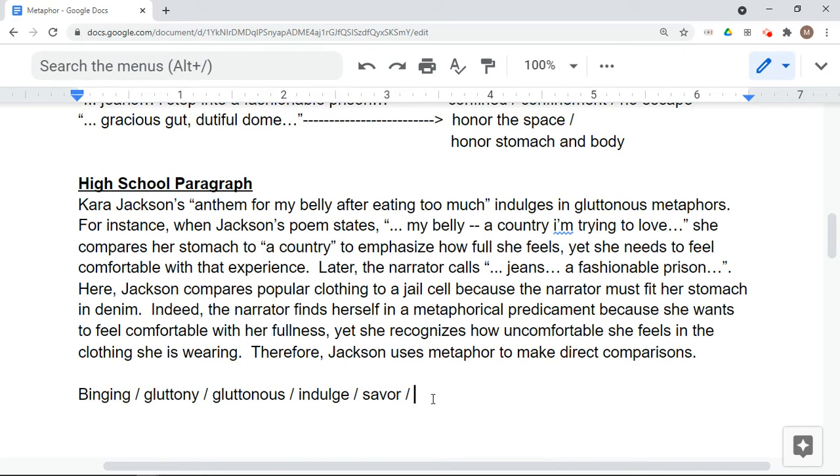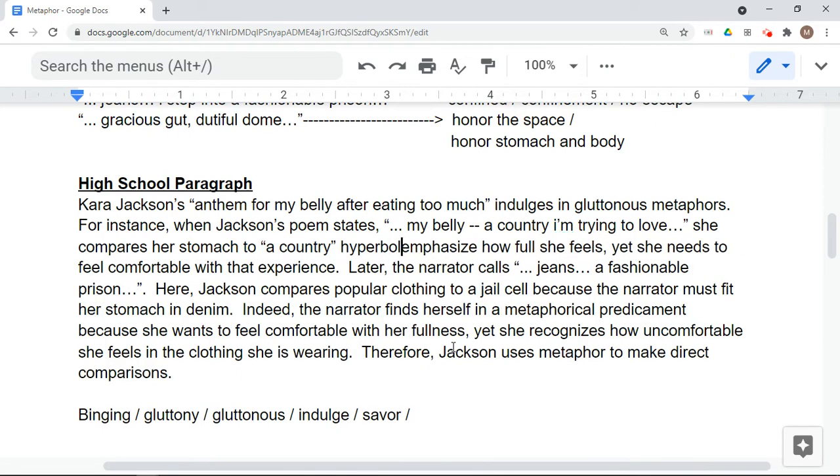Boy, am I really liking where this is going. Can you tell? For instance, when Jackson's poem states, my belly, a country I'm trying to love, she compares her stomach to a country to emphasize how full she feels. And really, we know it's a hyperbole, to hyperbolically emphasize how full she feels, yet she needs to feel comfortable with that experience. And so if you want to include that idea of hyperbole within it, you can even make it an adverb and say hyperbolically emphasize.